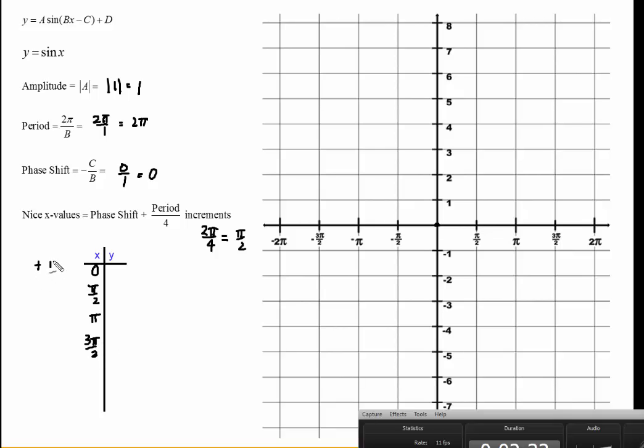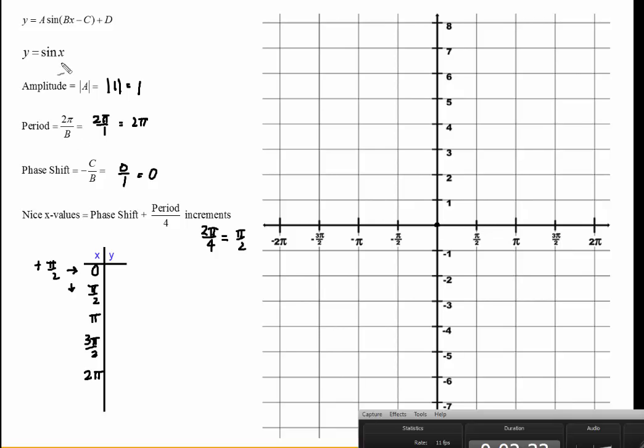So I'll just make a note over here. We're just adding pi over 2 all the way down here, and then we'll be back to pi. So we have our 1, 2, 3, 4, 5 key values, and that's going to be very important when you're graphing these. Now, also knowing your unit circle will help here.